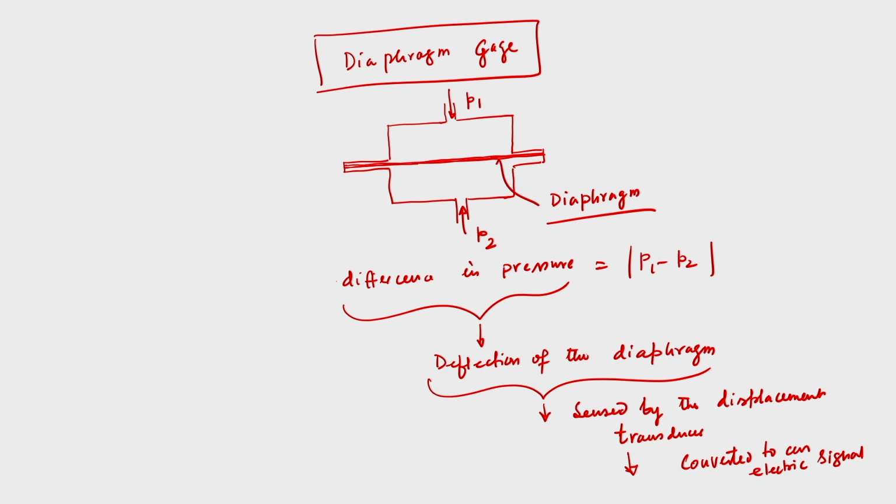So, this is clear that this gauge is having one diaphragm, that is what I said in the beginning. The deformation of the diaphragm will be there if we apply a pressure difference. Because of this deformation there will be deflection of the diaphragm, and because of the deflection there will be displacement, and that displacement will be sensed by the displacement transducer, and that displacement can be converted into the electric signal, and we will measure the electric signal as an output. Now, this is the diaphragm gauge.